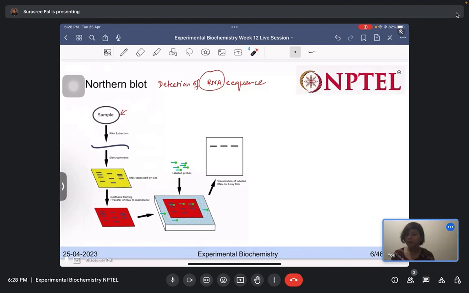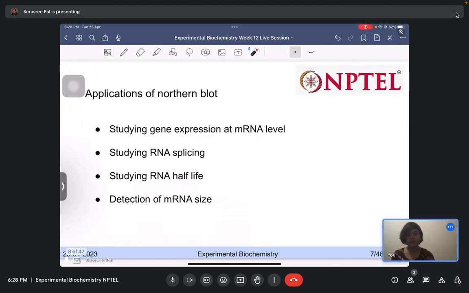And here there will not be any denaturation step because RNA is single stranded, so we do not need to denature the RNA sample as in southern blot. So what are the applications of northern blot? A very crucial application of this northern blot is to study gene expression at mRNA level.